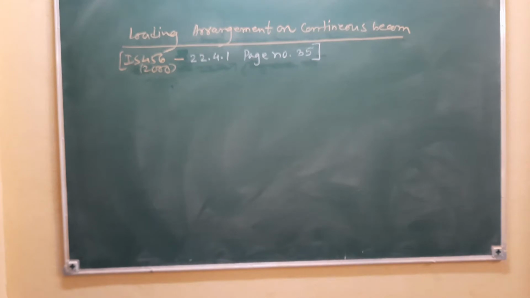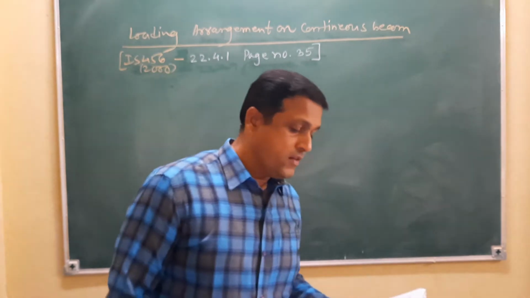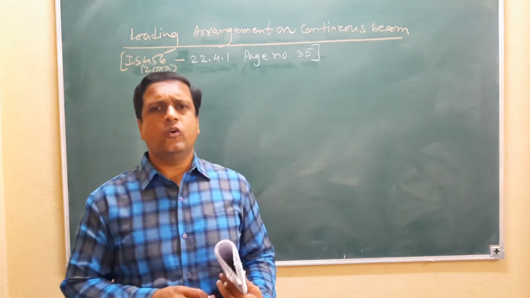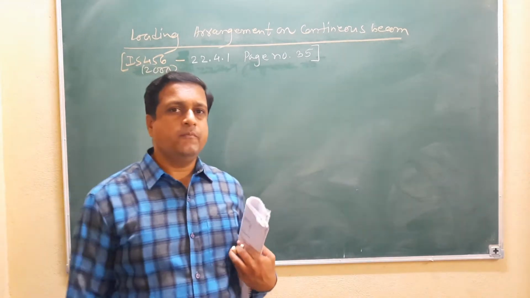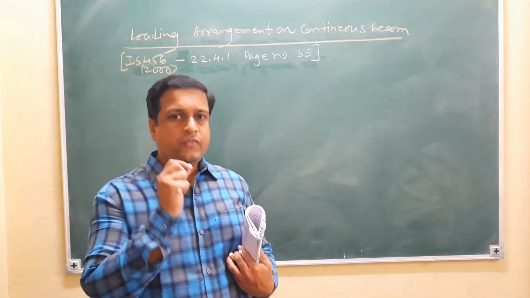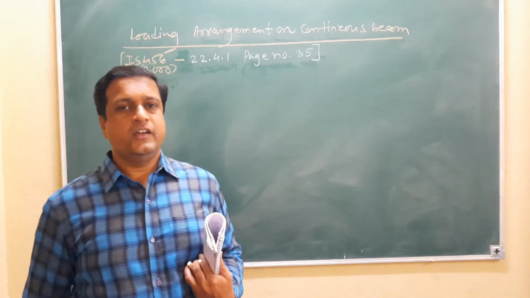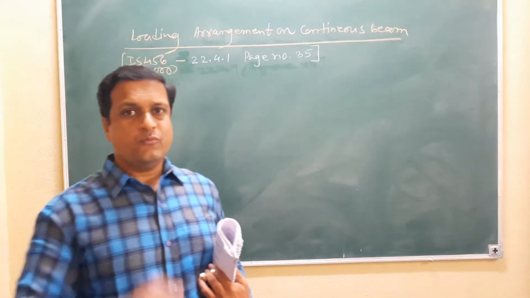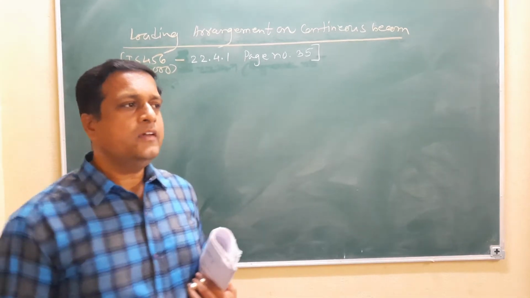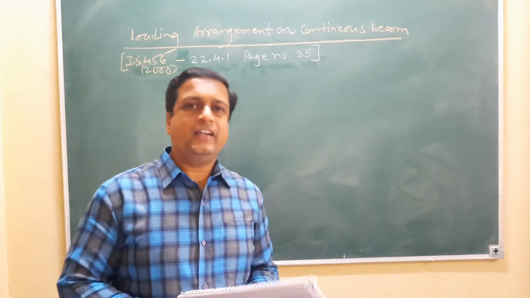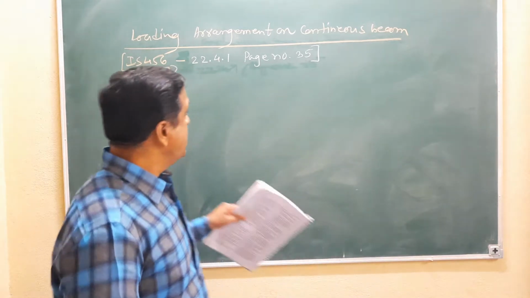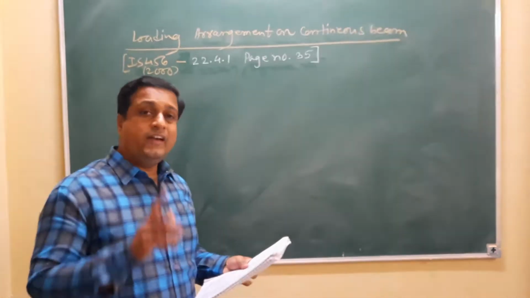That means if you put the load combination on a continuous beam, at which loading arrangement you get the maximum negative moment, that means maximum support moment, and maximum span moment. That criteria is given in the IS code on page number 35. So I will read it.